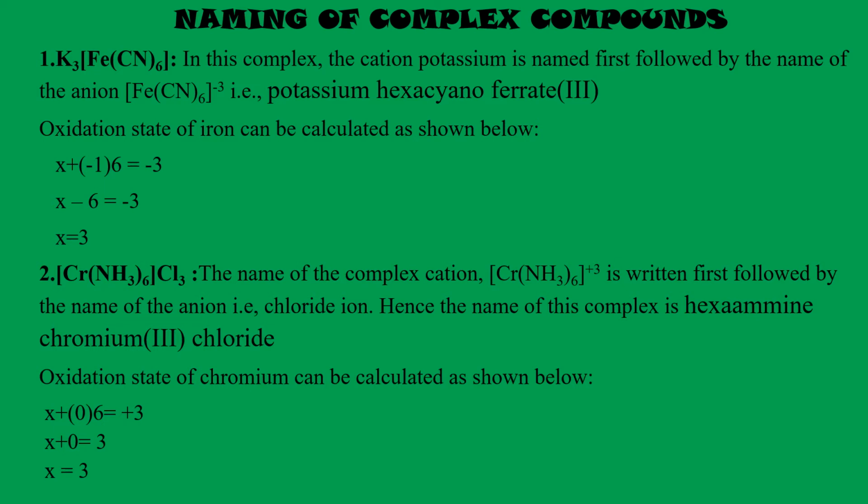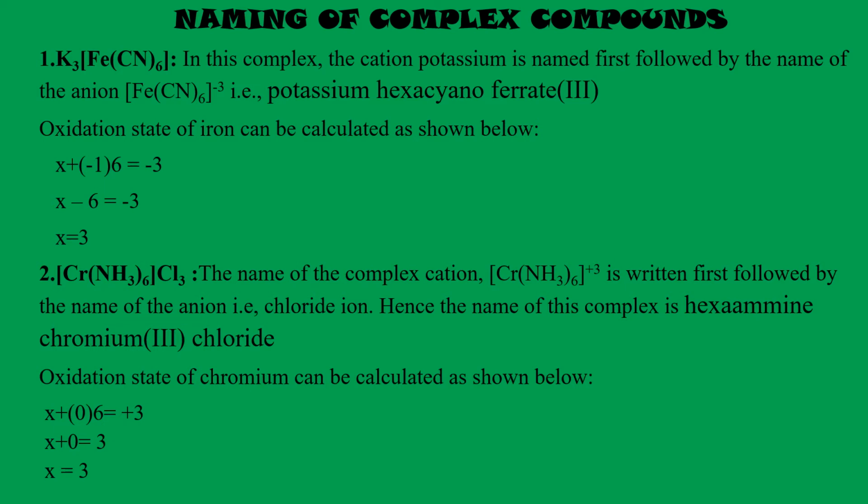So how do we name this complex cation? How many ligands are there? 6. What is the ligand here? NH3. What is it called? Ammine. So, hexaamminechromium(III) chloride. What is the 3? It is written in Roman numerals, and it should also be enclosed in parentheses. What is the meaning of parentheses? It is nothing but that we should write the oxidation state in brackets.